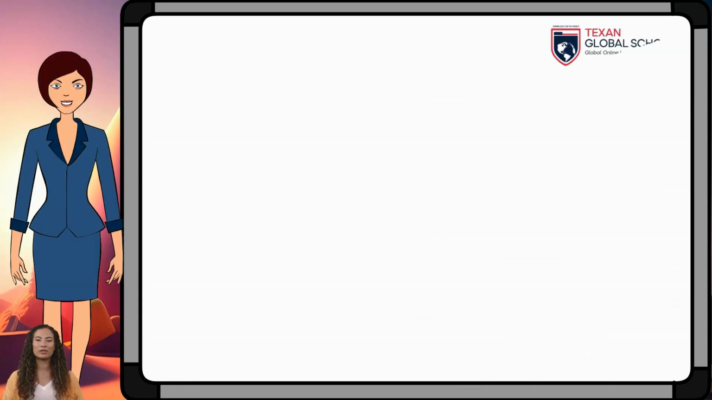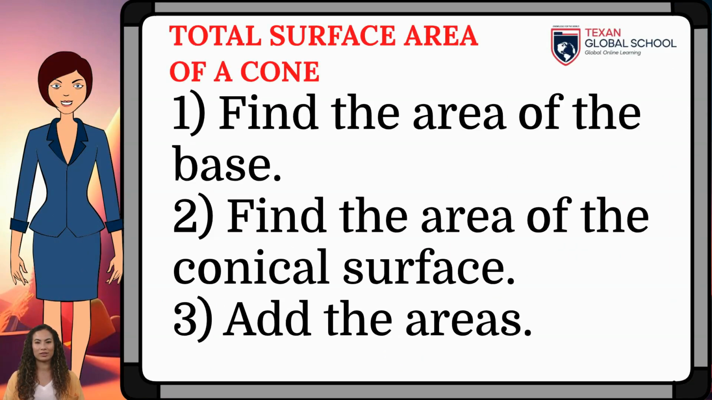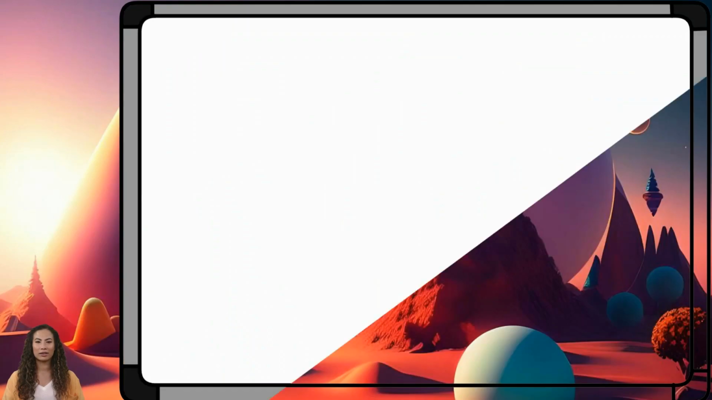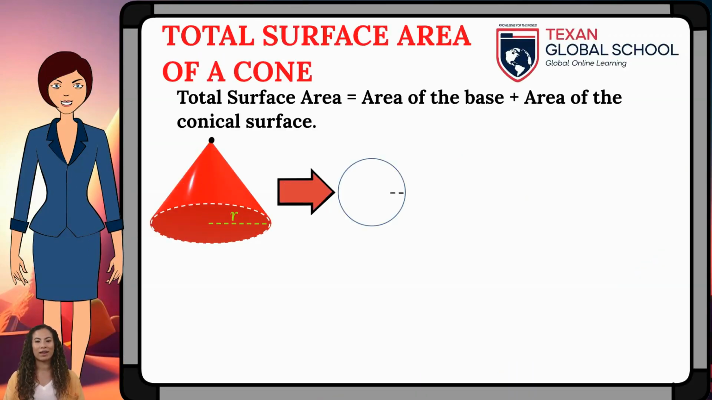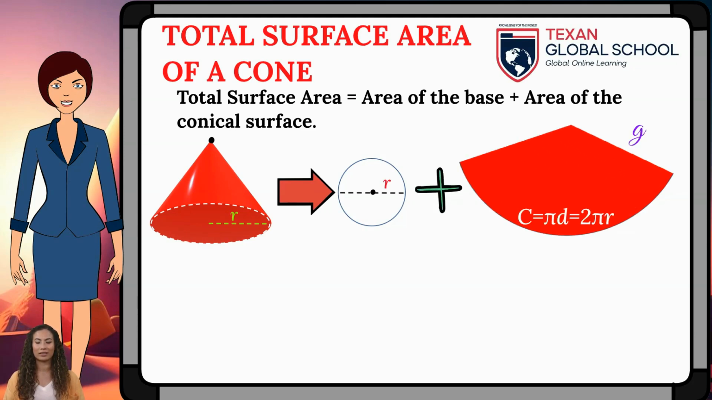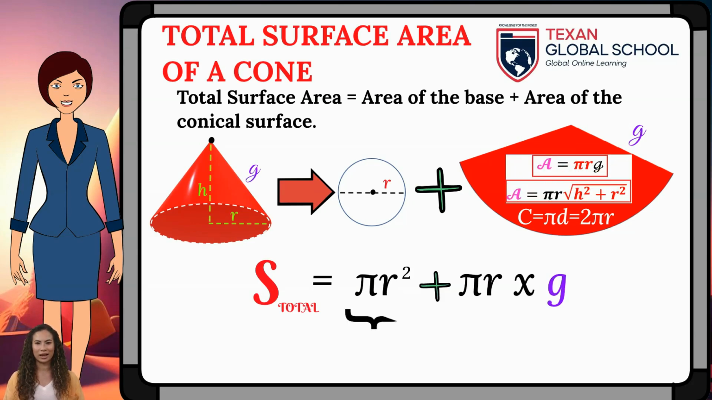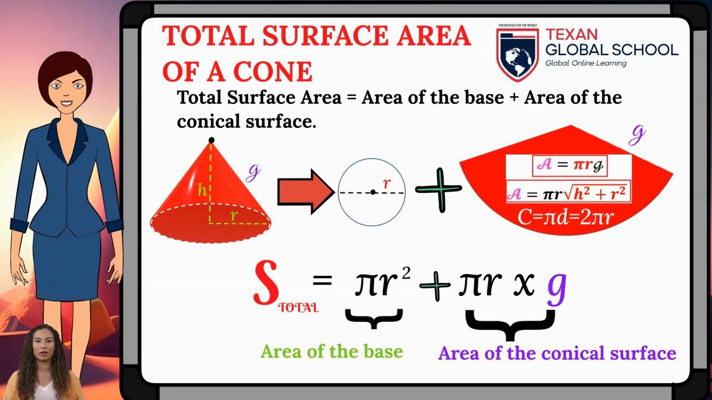To find the total surface area of a cone, first, calculate the area of the base. Then, calculate the area of the conical surface. Finally, add all the areas. The diagram shows the base of the cone as a circle, hence, its area is pi times the radius squared. And the area of the conical surface is pi times the radius times the slant height. Adding these two areas results in the total surface area of the cone.